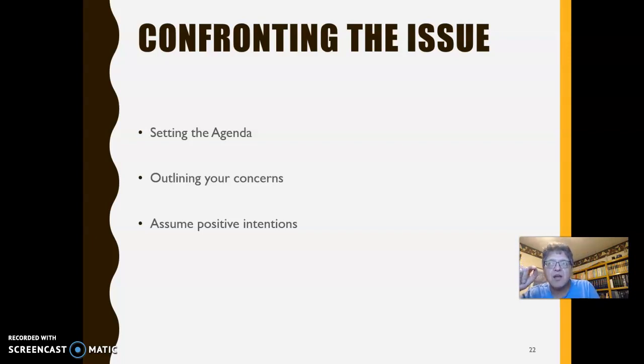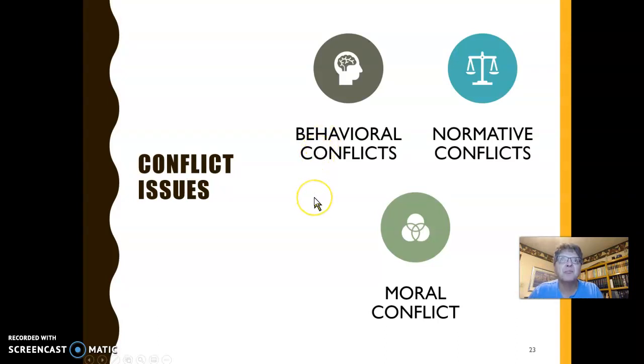When you think that the other person did something purposely in order to harm you, then it's much more difficult for you to resolve the issue, because that is what is going on in the background. By maintaining positive intentions, then you are able to discuss it more objectively, openly, and more honestly. Again, there are different kinds of conflicts. There are behavioral conflicts, there are normative conflicts, and there are as well moral conflicts.